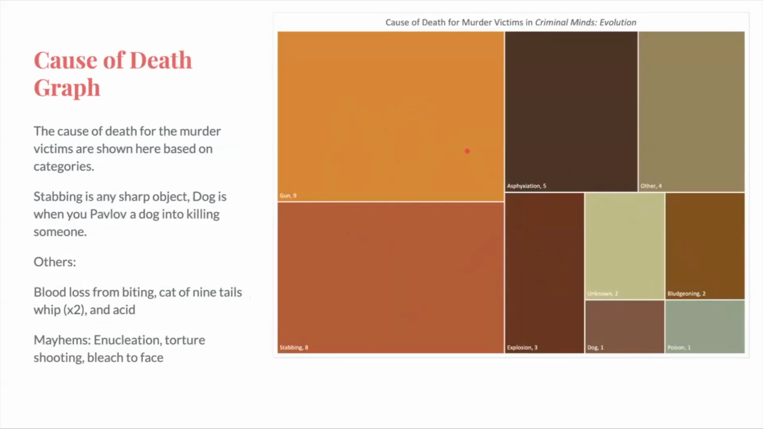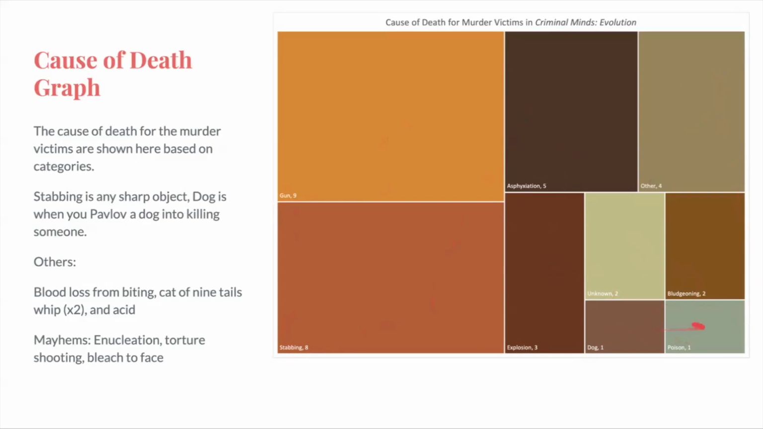This is the cause of death graph for the victims in Criminal Minds Evolution. It is also by occurrence, so 9 people were shot, 8 people were stabbed, and I define stabbing as any sharp object. 5 people were asphyxiated, 3 people died in explosions. I think that was just 1 explosion, but 3 people died. 2 were unknown. Those are both Cyrus's victims. We don't necessarily know how he killed them. 2 were bludgeoned, 1 was poisoned, 1 was dogged, by which I mean, when you Pavlov a dog into killing someone, obviously. And then 4 were others.